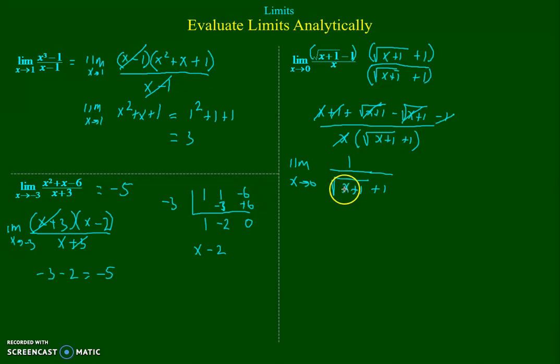Now in this case, since this expression is equivalent to this one because of this manipulation, we can do our direct substitution here. And we end up getting 1 over the square root of 0 plus 1 plus 1, which is 1 over 2.